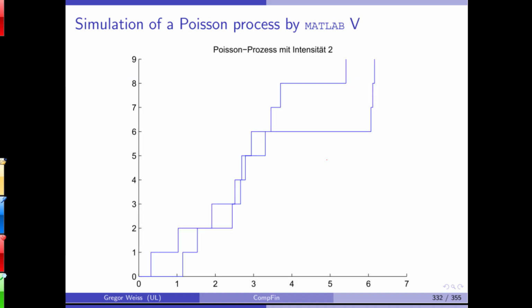Those are two paths of a Poisson process with intensity 2. As you can see, they will always jump up 1, and in this case it had to wait until this point to go up 1, and the second one had to wait until here to jump up. So these are two paths of a Poisson process.